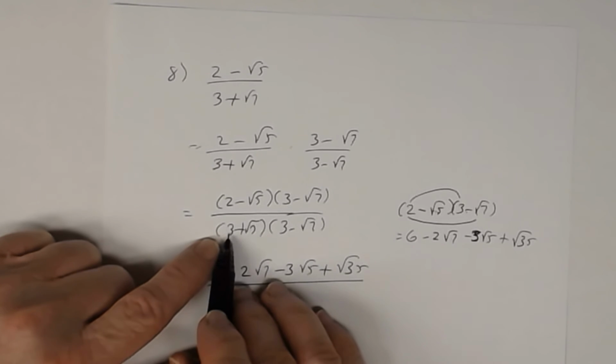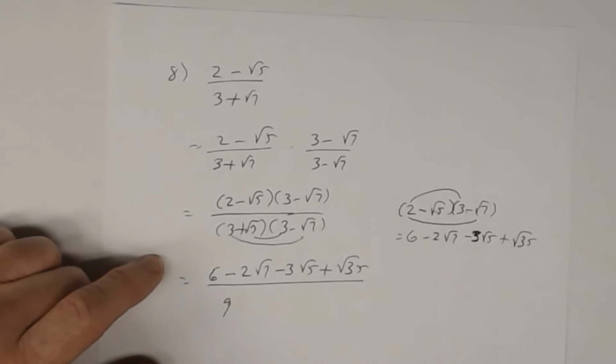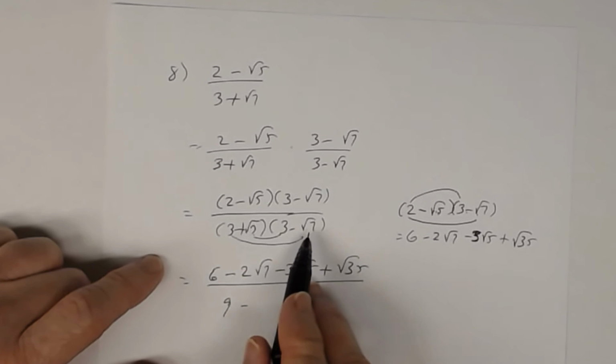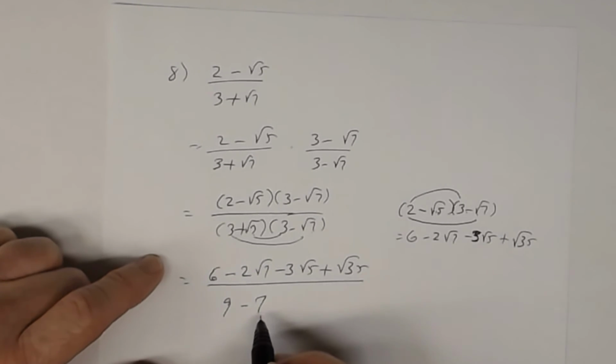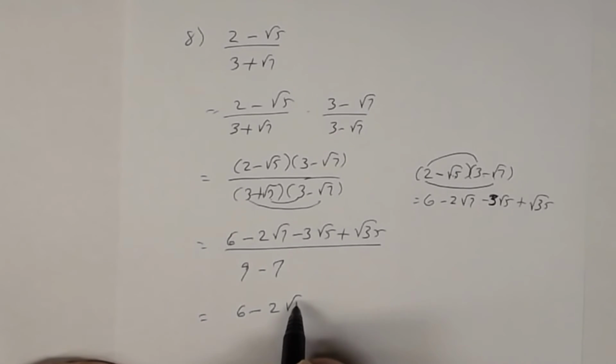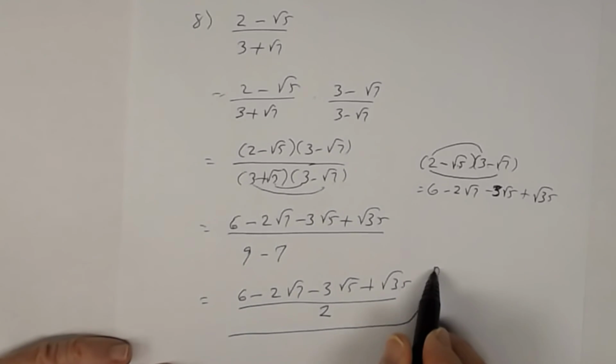Those are conjugates. So 3 times 3 is 9. The outer and the inner will add up to be 0 because those are conjugates. A positive times a negative is a negative 7: square root of 7 times square root of 7 is 7. And so I get 6 minus 2 square root of 7 minus 3 square root of 5 plus square root of 35 divided by 2. And there's your answer. Okay?